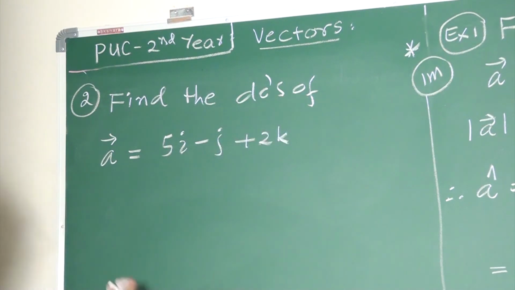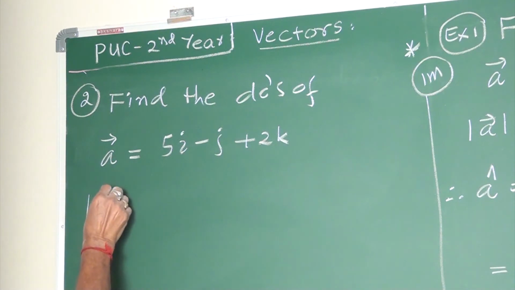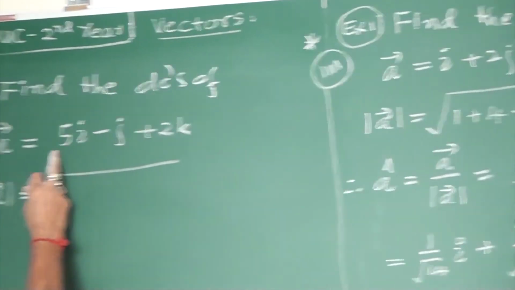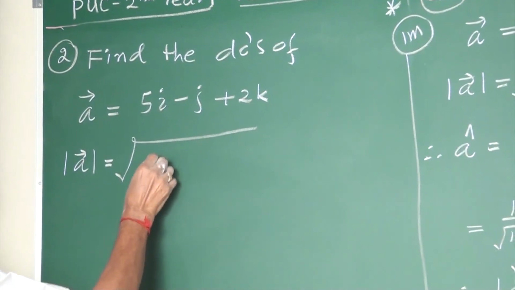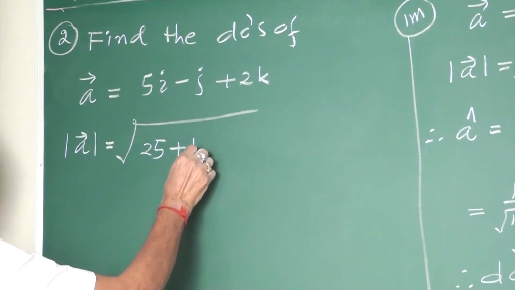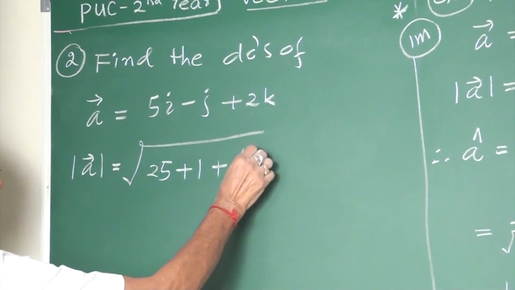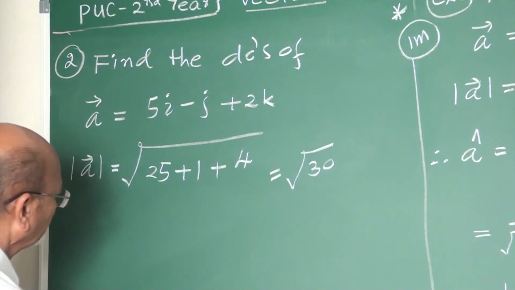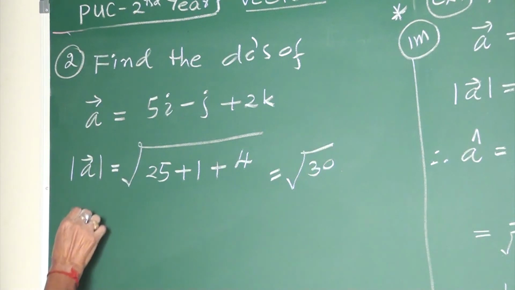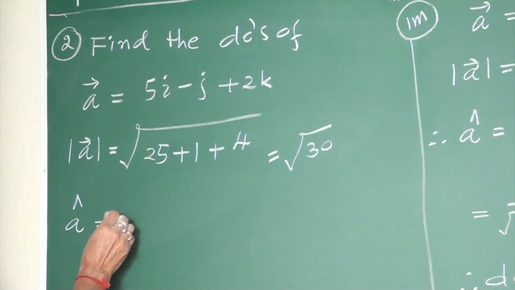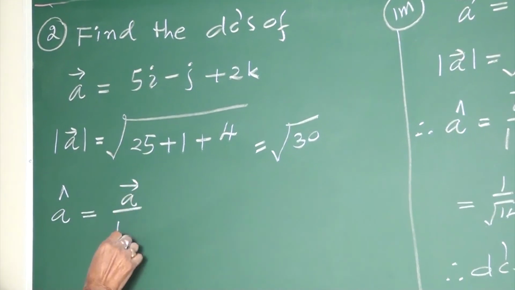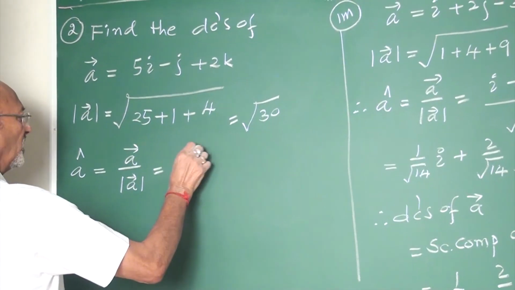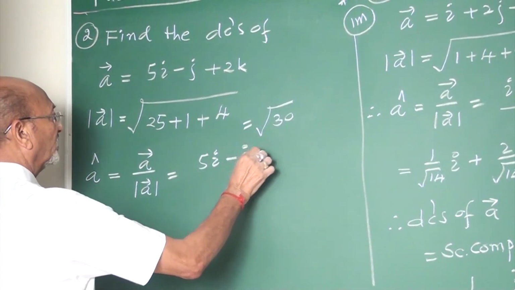Yes, again you have to find A cap. To find A cap, you need what? Magnitude of A, square root of the squares of the components. 5 square plus minus 1 whole square plus 2 square, 4. This is 26 plus 4 is 30. Then you have to find A cap. A cap is vector A upon its magnitude. A, what is it? 5i minus j plus 2k.